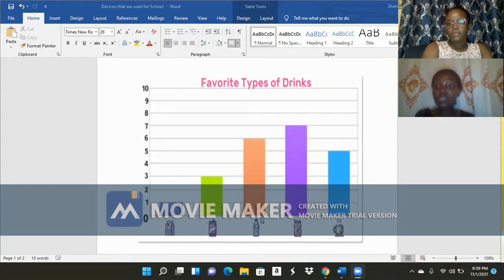So with the use of the raise hand feature, I want you to indicate which device you are using for school. So the first device is a phone. How many persons are using a phone? Just one person is using a phone? Oh, wow. All right, how about the tablet? How many persons are using a tablet? 4 persons are using a tablet.